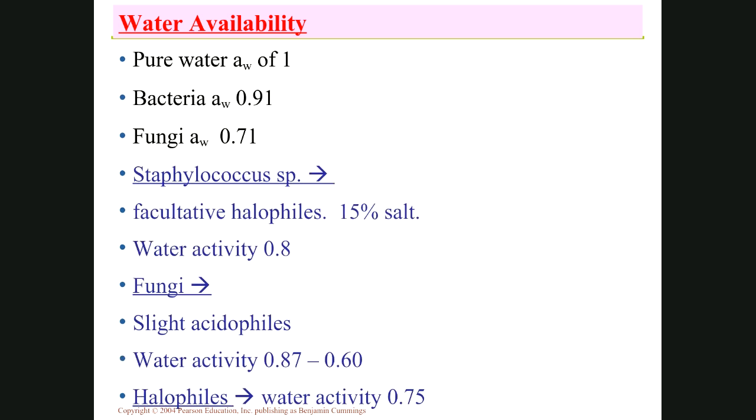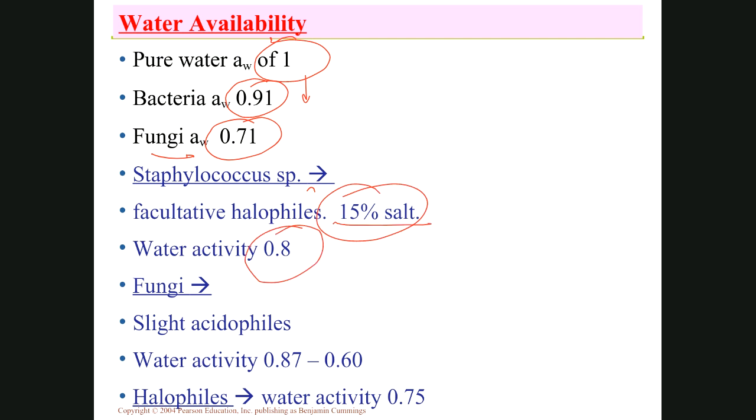Pure water has a water activity of 1, so anything below 1 will have less water. Bacteria can withstand water activities of 0.91. Fungi can withstand much drier environments. Again, with Staphylococcus being an exception in that it can withstand pretty high salt, pretty low water activity.